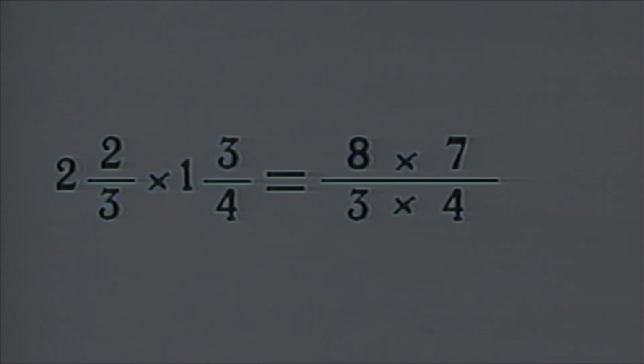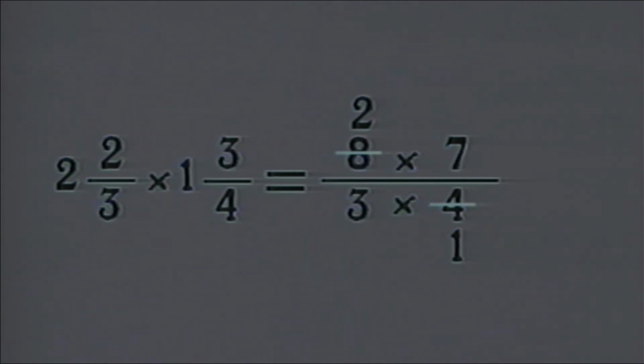Now we have a choice. We can multiply and then reduce the answer, or simplify first. Let's simplify first. Divide numerator and denominator by common factor 4. The numerator now is 2 times 7, and the denominator is 3 times 1. Then multiply.